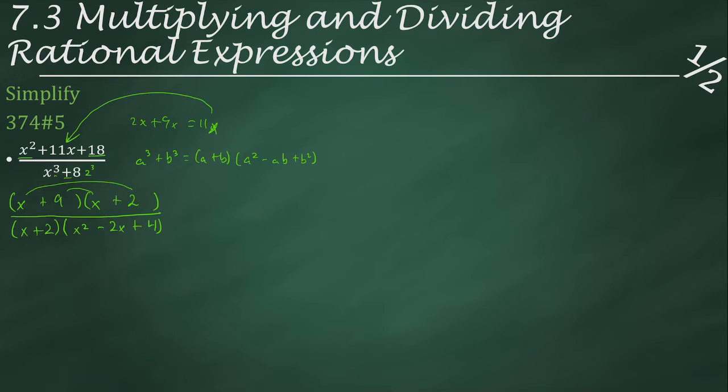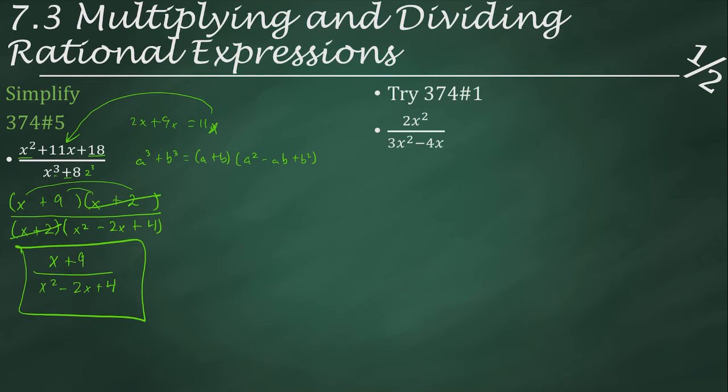It doesn't. So then we look and see what's the same on the top and the bottom. Oh, look, the x plus 2. And then whatever's left, we write out. You must cancel entire factors. I can't just look at this and cancel an x, because the entire factor is x plus 9, or the x squared minus 2x plus 4 is one entire factor. You have to cancel entire factors, not just pieces of the factors.